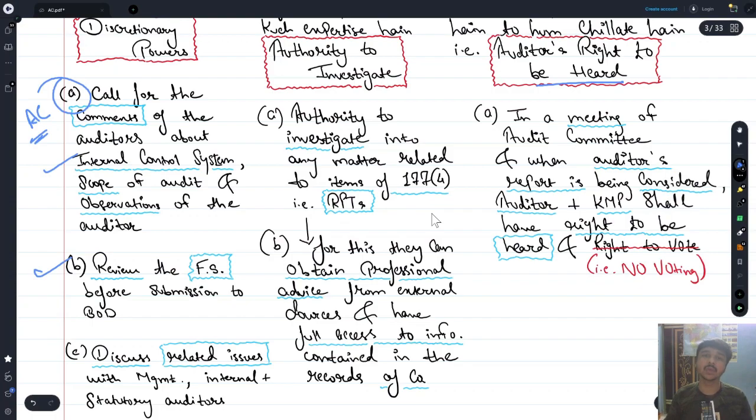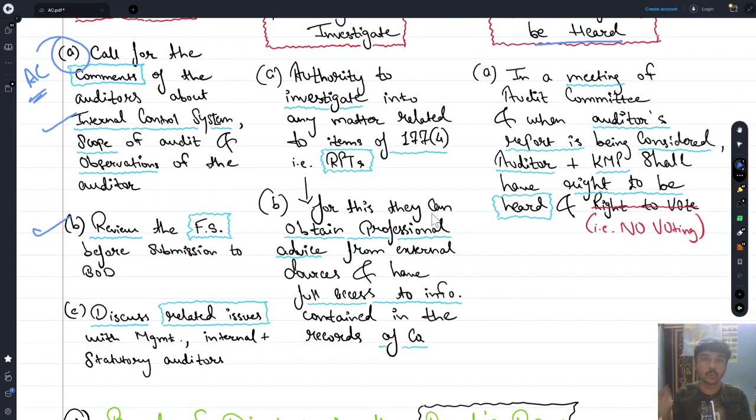Second thing, they can review the financial statement before submission to the board of directors. This is the power. Once the board of directors approves it, it will go directly to the shareholders. But you are given a discretionary power here that you can review the financial statement before it reaches the desk of the board of directors. And the third power is to discuss related issues with the management, internal plus statutory auditors.